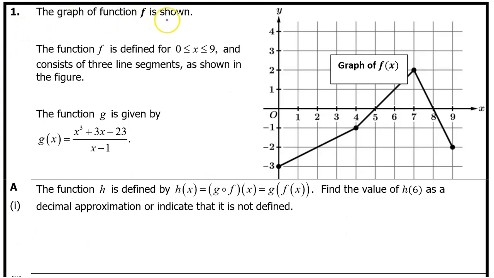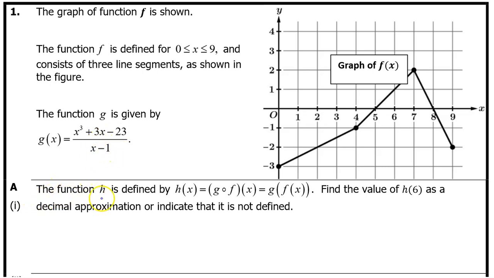The graph of function f is shown. The function f is defined on the closed interval between 0 and 9 and consists of 3 line segments as shown in the figure. The function g is given by g of x equals (x to the third power plus 3x minus 23) over (x minus 1).